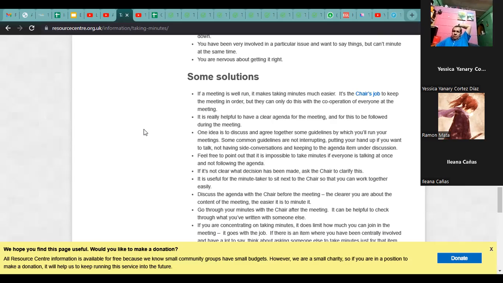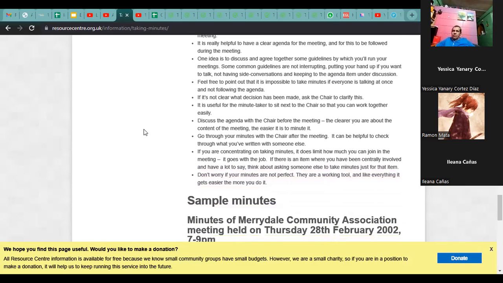Some common guidelines are not interrupting, putting your hand up if you want to talk, not having side conversations, and keeping to the agenda item under discussion. Feel free to point out that it's impossible to take minutes if everyone is talking at once and not following the agenda. If it's not clear what decision has been made, ask the chair to clarify this. It is useful for the minute taker to sit next to the chair so that you can work together easily.